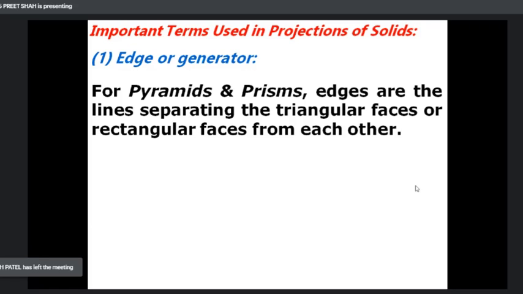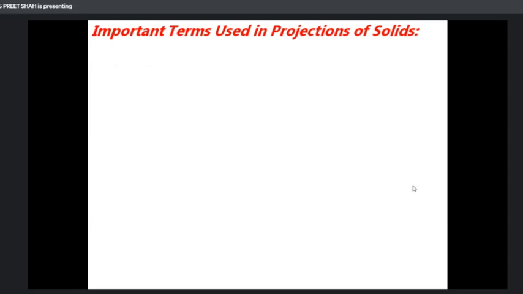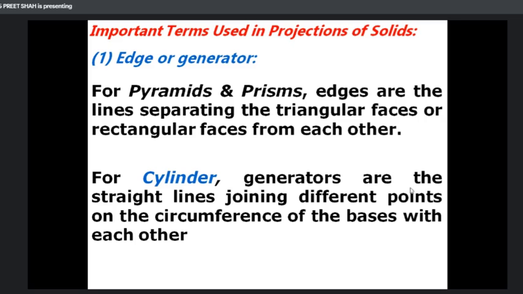Now, the word generator is used in a cylinder and cone, because a cylinder does not have any edges. It is made by infinite edges, so we call them generators. Whenever we use the word generators, you will understand it is a cylinder or cone. When we talk only about edges, you will understand it is a prism or pyramid. Got it? So edges and generators have the same meaning, but in prism and pyramid we use edges, while in cylinder and cone we use generators. Next one.